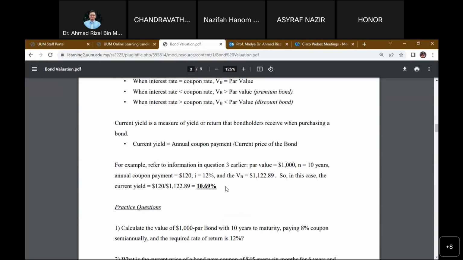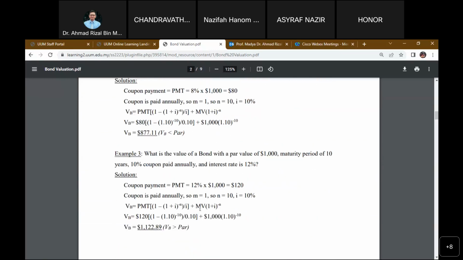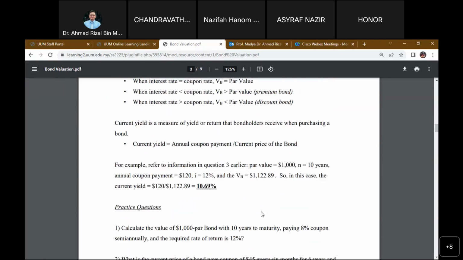Now, they differ, right? The current yield for the discount bond is only 9.12%, whereas the current yield for the premium bond is 10.69, even though their yield to maturity earlier is the same, 10%. This is because yield to maturity takes into account the entire period from the beginning until maturity, whereas the current yield just looks at the current year. You compare only the coupon payment you get and how much you pay for the bond. So in this case, it differs.